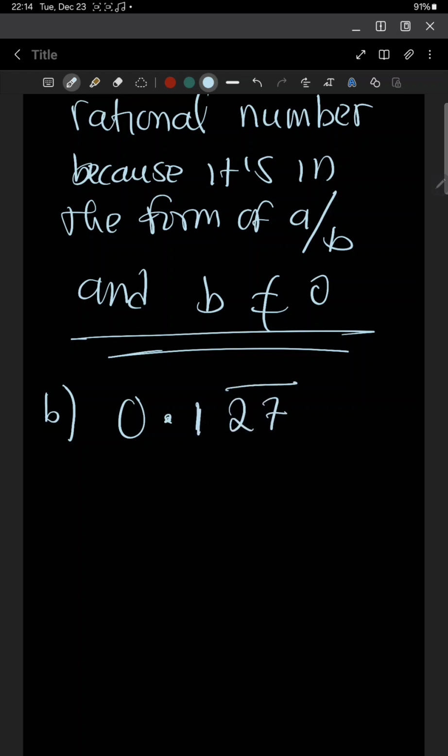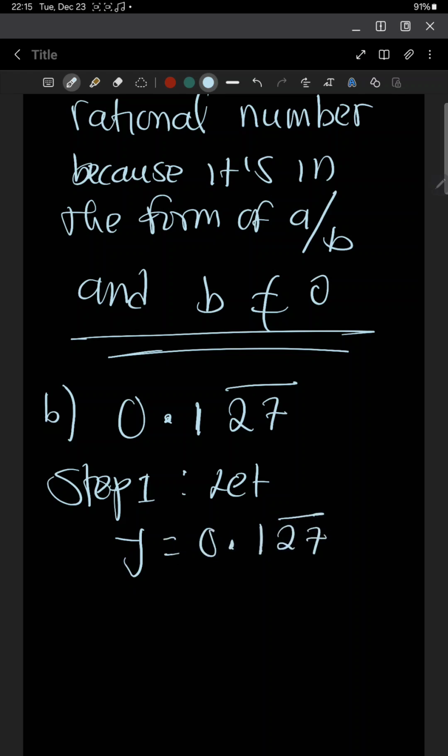0.127 bar. So this question, step number 1, you say let, you can use any letter, even x, y, like that. Step 1, we will say let y equal to 0.127 bar. So for us to say that this is equation 1, after this decimal, what follows should have a bar. But if you observe, after this decimal, we have this one. This one has no bar. So we need to find the way we can remove this one so that it can come this side. So I was saying, for us to say that this is equation 1, after this decimal, what follows should have a bar. But we have this one.